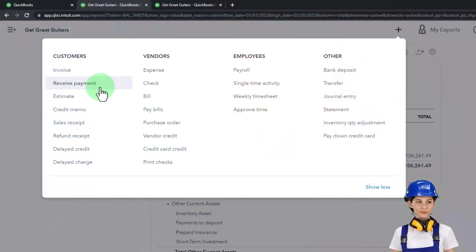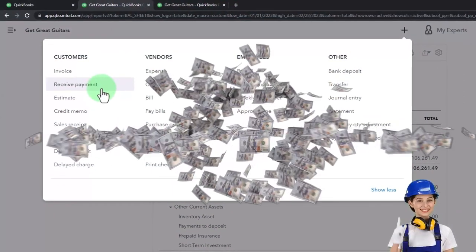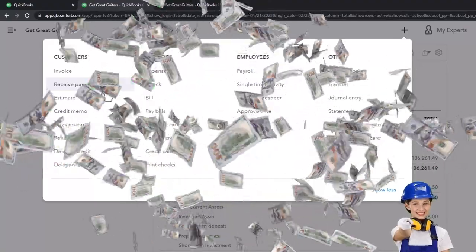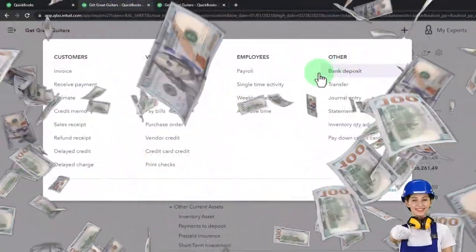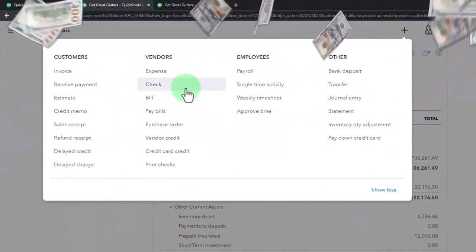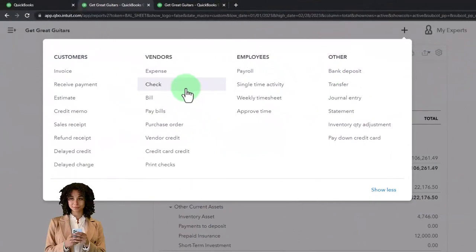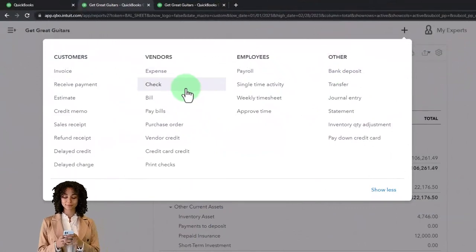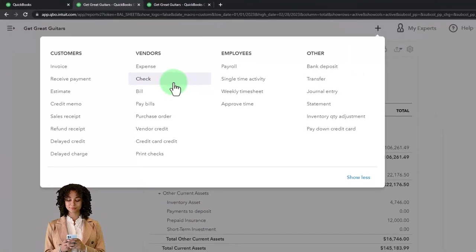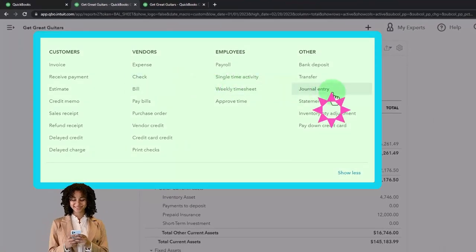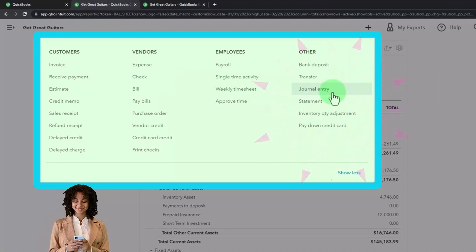We fall back to the question of generally, is cash affected? If cash is going up, we might use a deposit form. If cash is going down, we might use an expense or check form. If there's no cash impacted and it's not a day-to-day transaction, then and only then generally do we go to the journal entry, entering debits and credits.